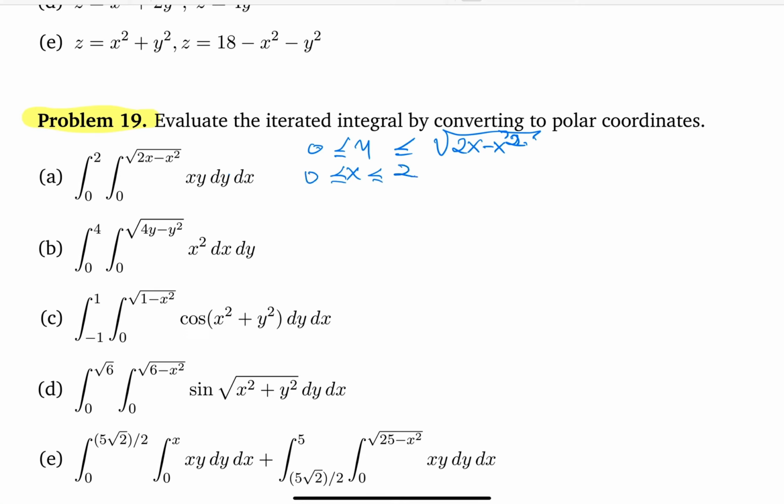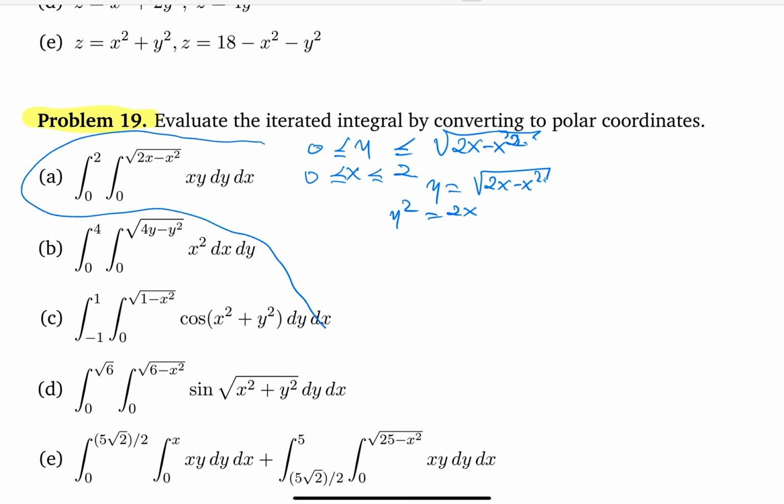So here, if y is equal to this one, the square root of 2x minus x squared, then y squared is equal to 2x minus x squared. That means y squared plus x squared is equal to 2x.